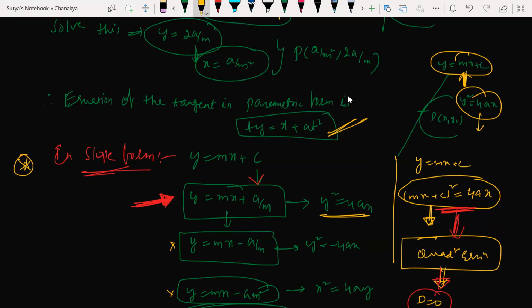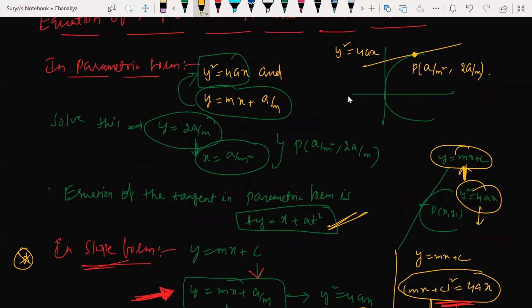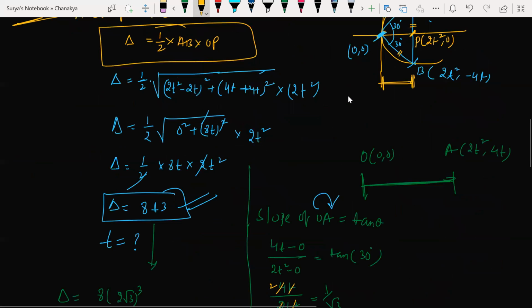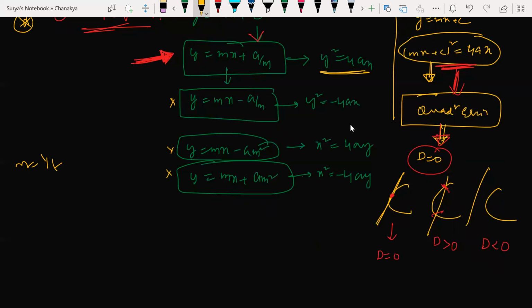So how do you get that? Similarly, look at this. Sir, how are you saying that the parametric form is ty = x + at²? You know this point, and in parametric form you know one more point. What is that? 2t² comma 4t, as I told you. From these two points, you can compare the things and you will get the slope value as 1/t. So you will get the m value as 1/t.